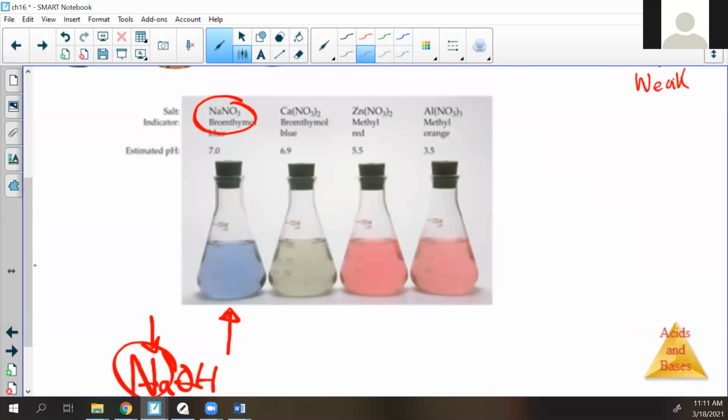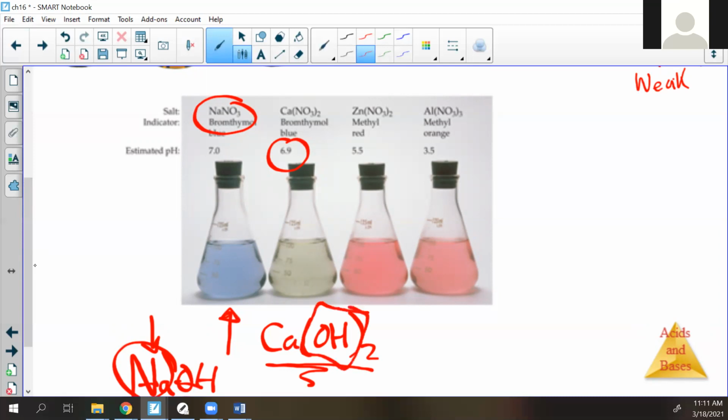All right, now from here, we have calcium nitrate. That made it 6.9. That's not very much, but it's a little. That would mean that calcium hydroxide is not very weak, but it is sort of a weak base. And I know it seems weird, it became more acidic because it made a weak base, but that's how life rolls. It's taking away the OH and tying it here.